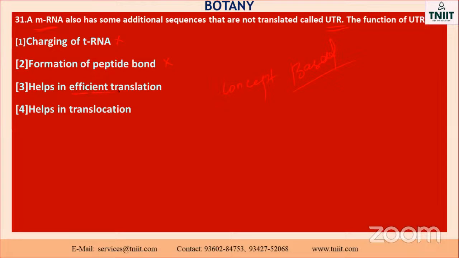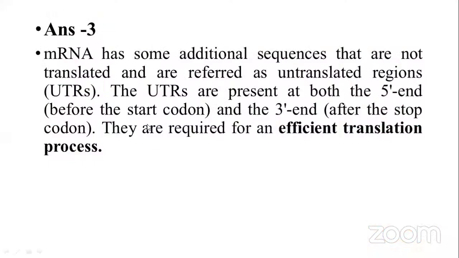Efficient translation. Don't forget, my dear students. Efficient addition, you know, means you are giving the additional information. So it is the correct one. Help in translocation, it is not that. So the answer is help in efficient translation only. The mRNA has some additional sequences that are not translated and are referred to as the untranslated region. The untranslated regions are present at both ends, the 5' end as well as the 3' end. They are required for an efficient translation process. This is the answer, my dear.